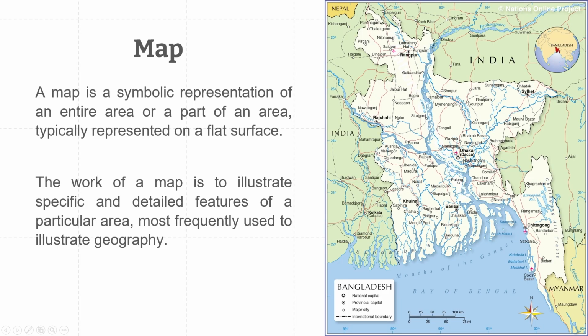First, let's learn what a map is. A map is a symbolic representation of an entire area or a part of an area, typically represented on a flat surface. The work of a map is to illustrate specific and detailed features of a particular area, most frequently used to illustrate geography. On the right side, we can see a map of Bangladesh.